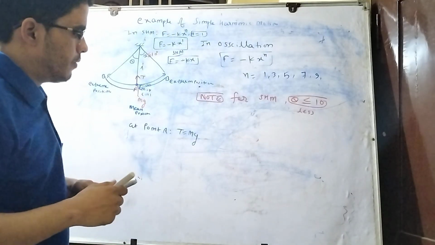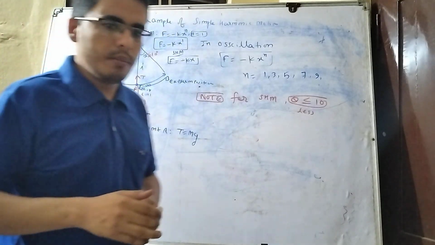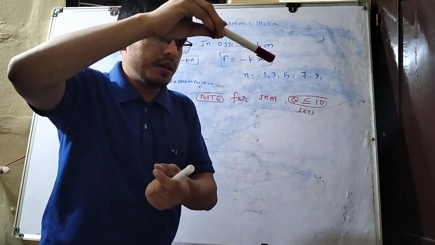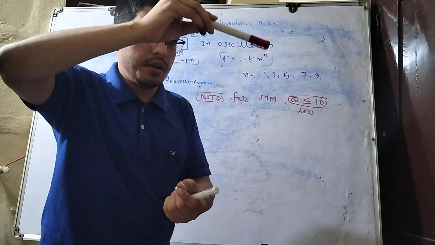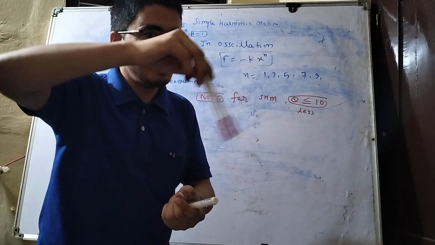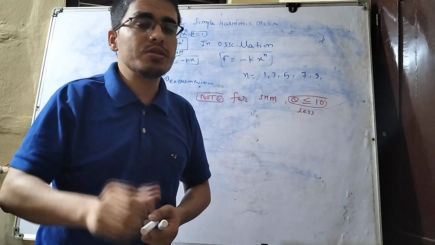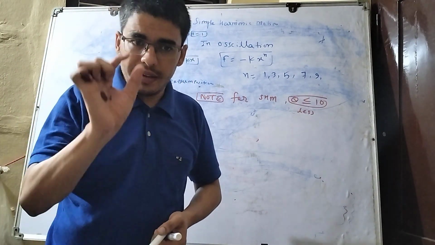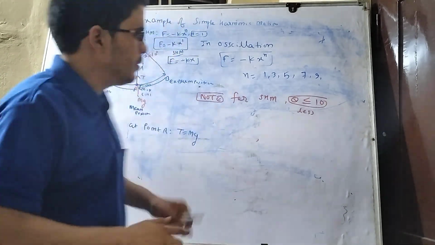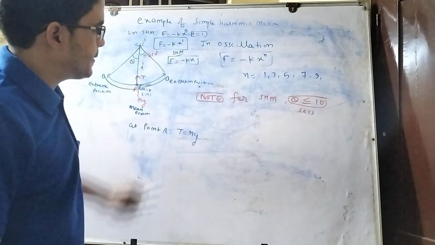Suppose I have a simple pendulum and it is oscillating at 30 degrees from the mean. That 30 degrees will not be SHM, it is just an oscillation. Got my point? SHM is only for very small angles. I told you that angle limitation, right?